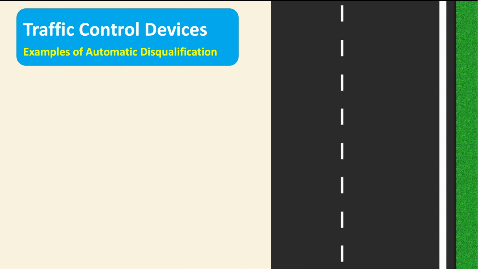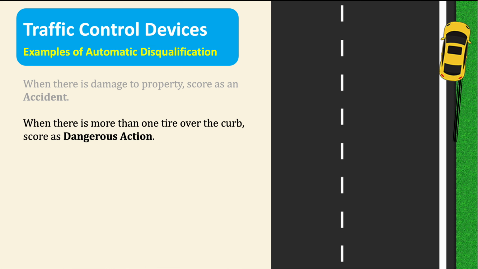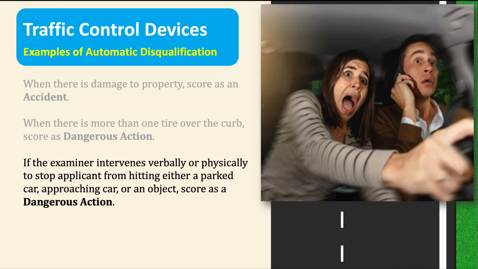First up, we go through the automatic disqualifications, as we normally do. Anytime there's damage to property, you score that as an accident. Anytime there's more than 1 tire over the curb, score that as a dangerous action. Anytime you have to intervene, verbally or physically, to stop an applicant from hitting a parked car, approaching car, or an object, score as a dangerous action.